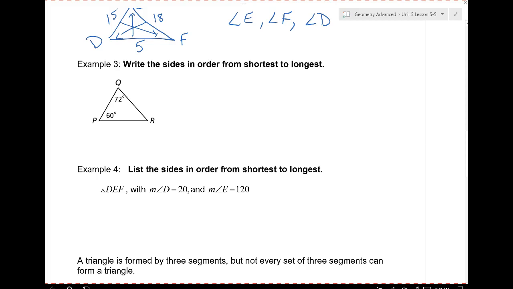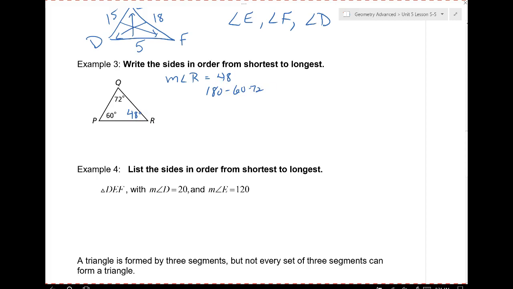All right, let's go use the converse of the three bears theorem. It says write the sides in order from shortest to longest. For those of you who are very visual, what's the one thing you probably want to do to that triangle? Yeah, add the other angle, don't you think? All right, so what is the measure of angle R real quick? What'd you guys get? 48. You got that 180, and you just subtracted the other two, right? So this is 48 degrees.